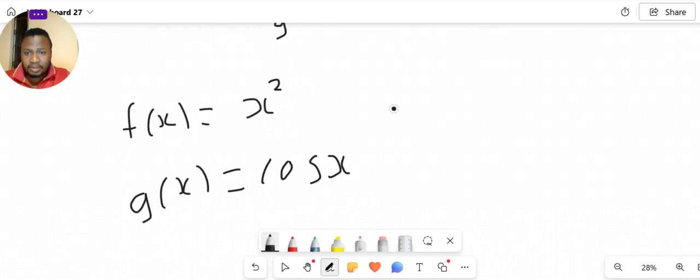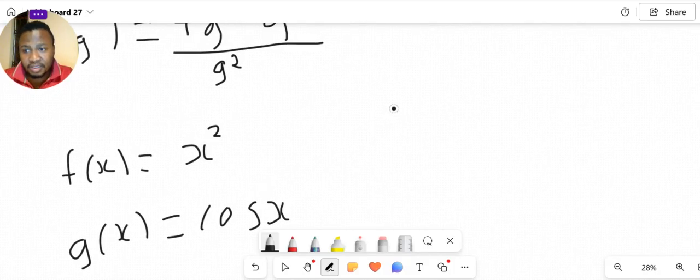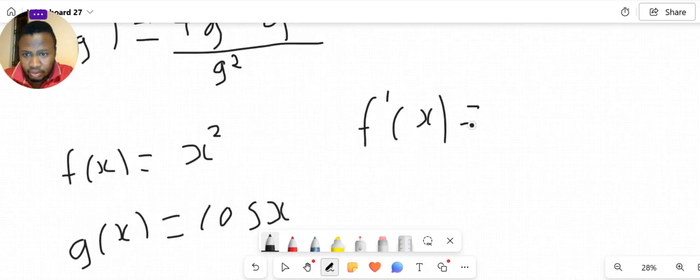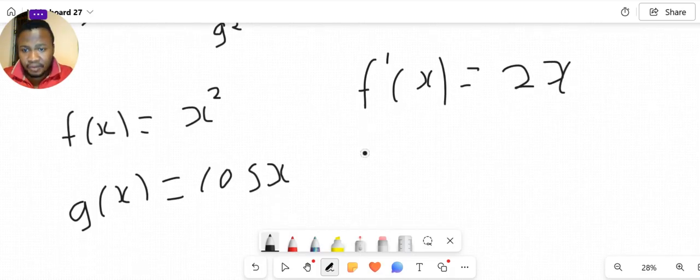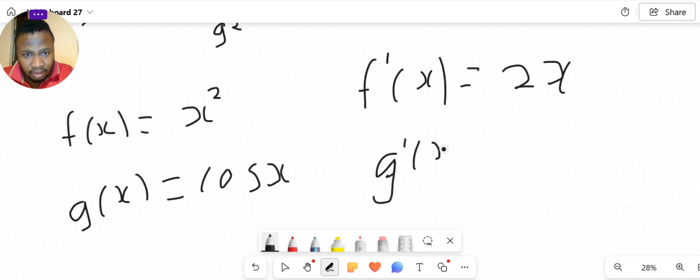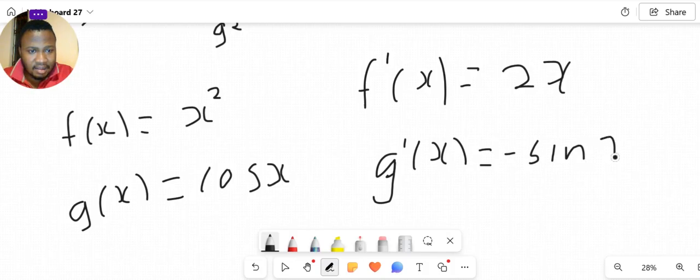Since f of x is equal to x squared, what is f prime of x, the derivative of f? F prime of x should be equal to 2x. And then if g of x is cos x, what is g prime of x, the derivative of the function? G prime of x should be equal to negative sin x. That's just deriving cos x.